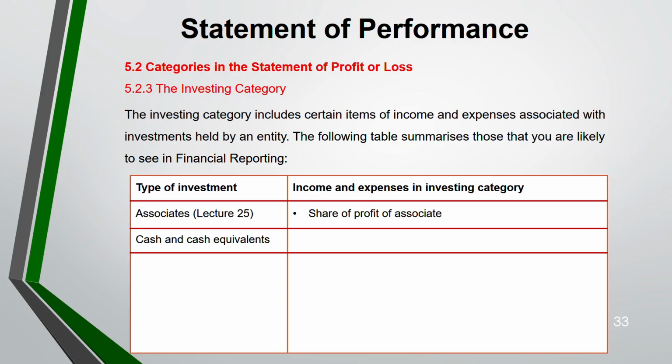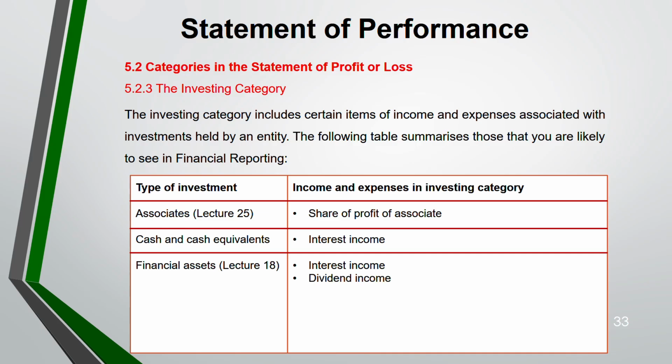Next, cash and cash equivalent. The interest income is the income from this investment. Next is financial assets. Financial assets we are going to cover in detail in lecture 18. That is under IFRS 9. So here, if your financial asset is an investment in debt, for example, you are giving a loan to someone. In exchange for that loan, you are going to receive an income. That is interest income for you, but it's under investing category.